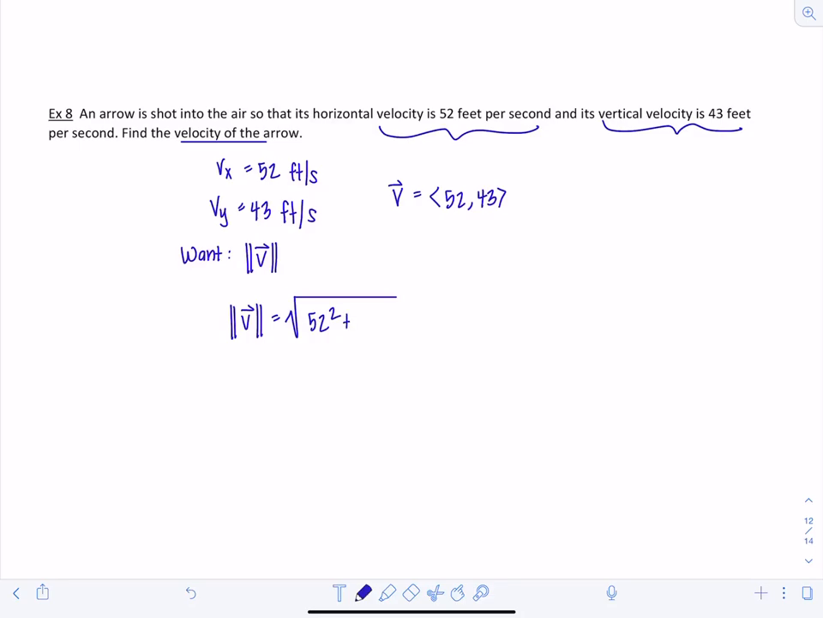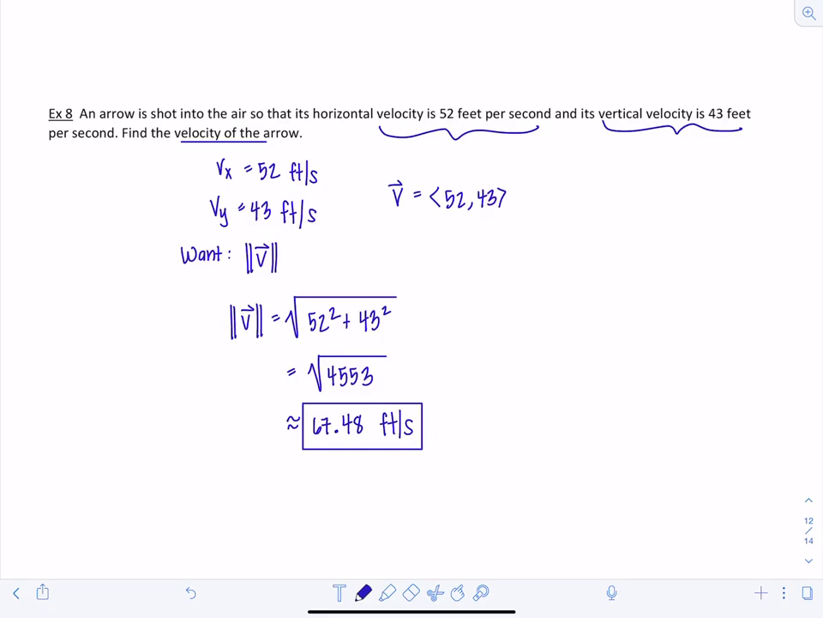So 52 squared plus 43 squared. Punch it in your calculator. You should get square root of 4553, which is approximately 67.48. And don't forget your units, feet per second. Okay. Magnitude should always be longer than each of the components, right? Because it's the hypotenuse, if you want to think about that triangle that we drew earlier.